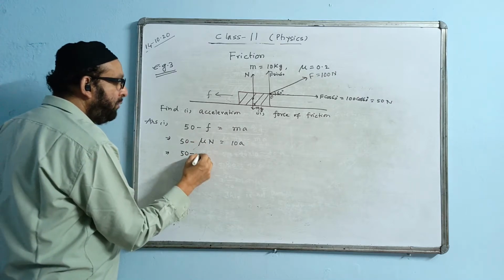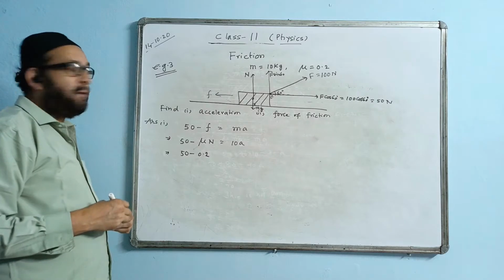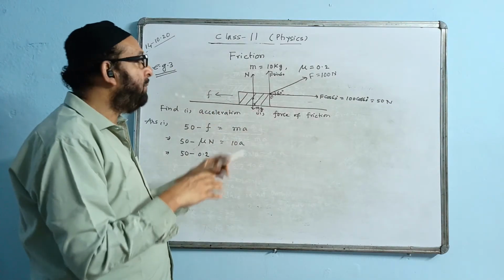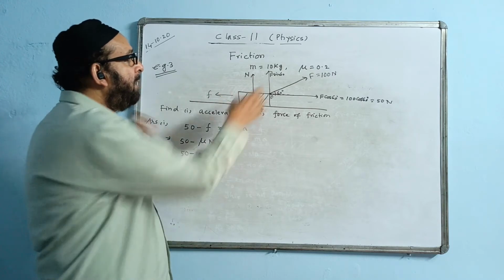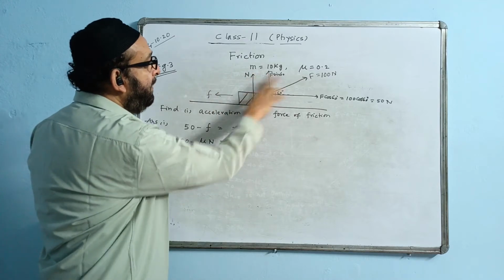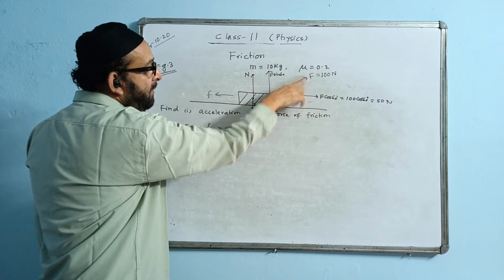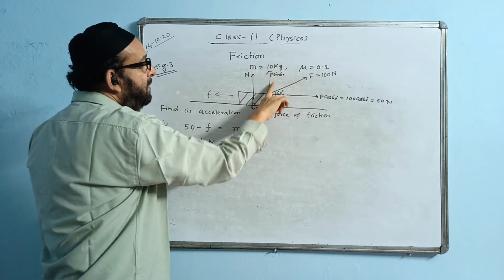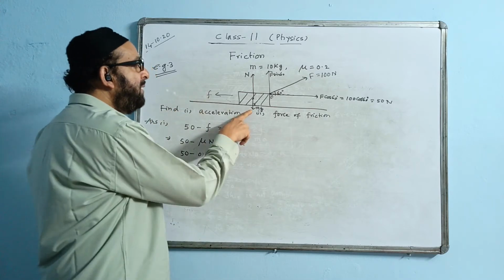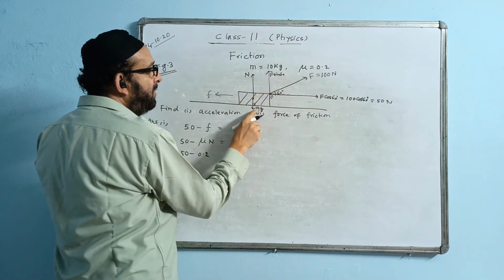50 minus mu value at 0.2. How to take the value of N over here? Since the body is in equilibrium in the upward and downward direction, upward force will be equal to the downward force. Upward, there are two forces now. When this force is acting like this, we don't have this component. Now, because of this one acting like this, there are two components. This component is also acting in the upward direction. So we got two forces acting up and one force acting down. That means this plus this will be equal to this value.